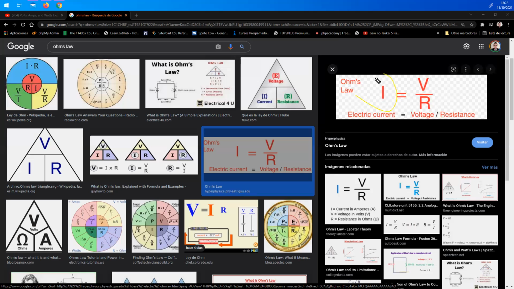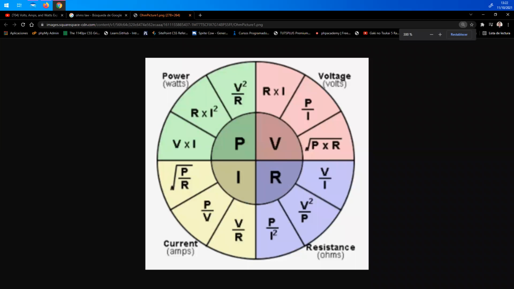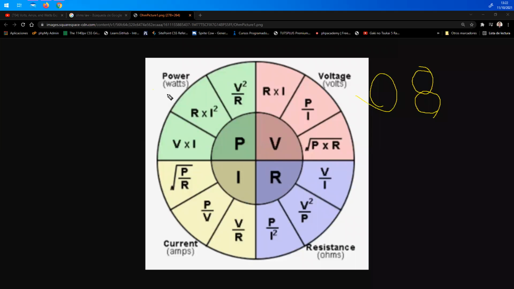We have current here, current, voltage, and resistance. Electric current, voltage, and resistance. We have also another measurement for the watt, for the power. I'm going to put this bigger. So we have another measurement that is the power. Power is going to mean how much of that load is going to consume electricity.